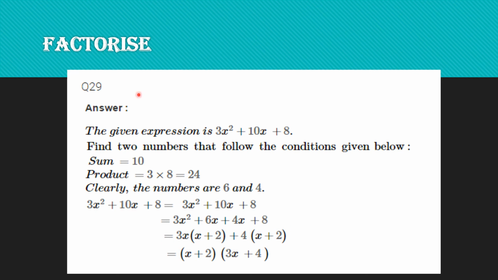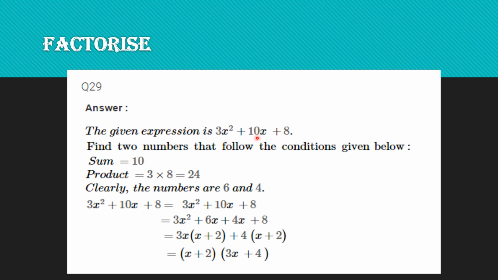Factorize the given expression 3x² + 10x + 8. Find two numbers such that the product has to be 3 into 8. Why it has to be 3 into 8? It is not of the form x² + px + q, so the numbers have to multiply to 3 into 8. The product has to be 3 into 8.